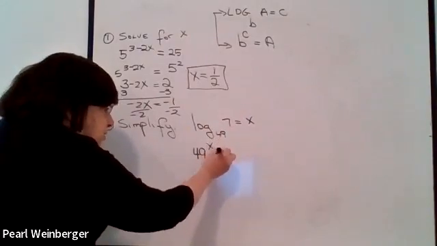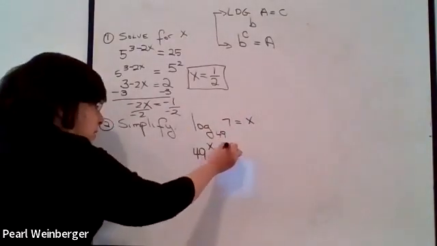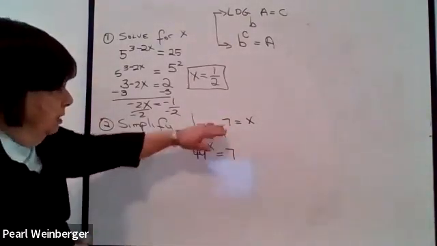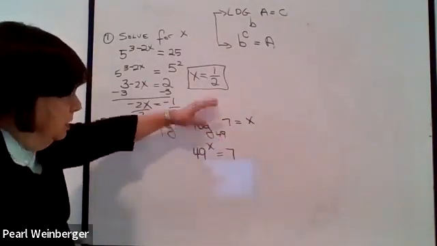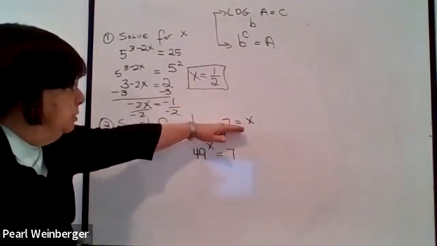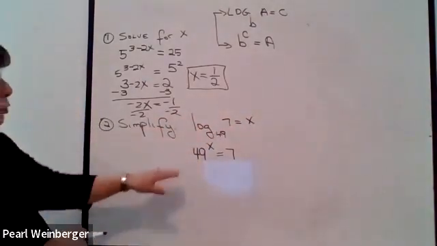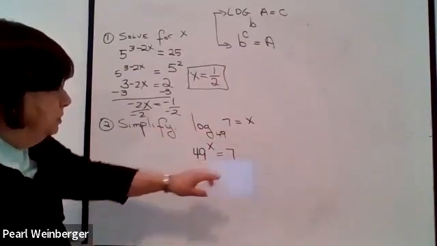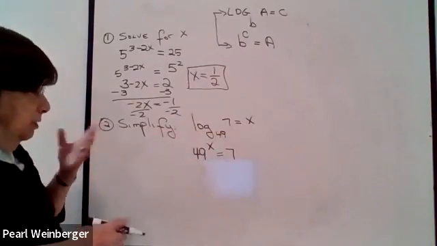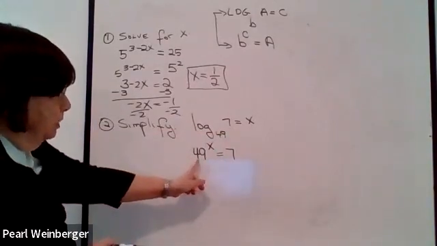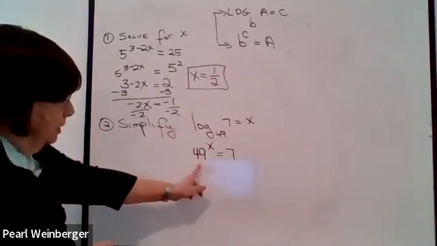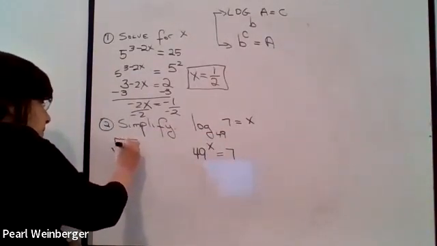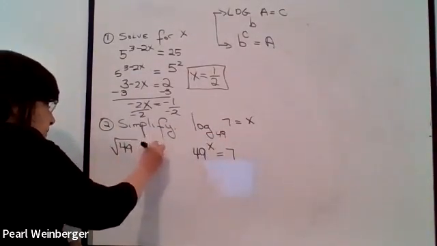So it's 49 to the x power equals, that's always equal to the number that's right next to the word log. Remember, this is a subscript. It's below the line. The number that's next to the word log is 7. So in exponential form, this becomes the equation 49 to the x equals 7. Now, again, we're talking about exponents. Now, we know the relationship between 49 and 7.